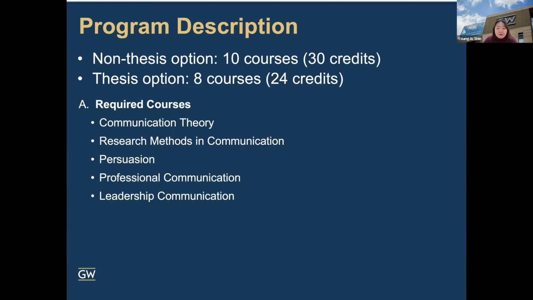The required courses, which we also refer to as core courses for the MA program, include five courses within our program: communication theory, research methods in communication, persuasion, professional communication, and leadership communication. After fulfilling those five core courses, students are given options to choose different electives.